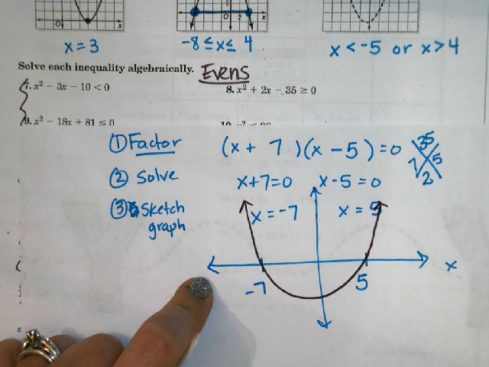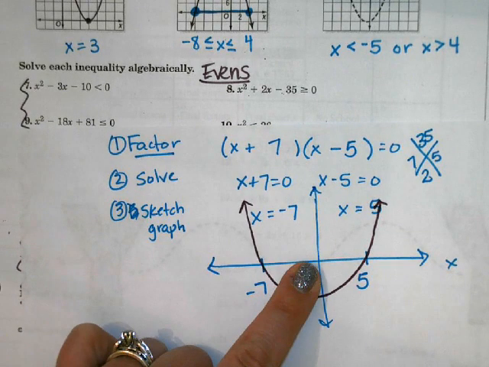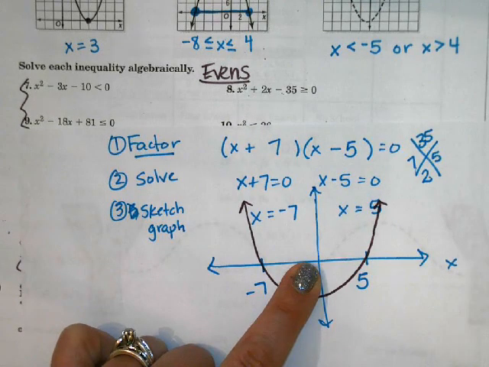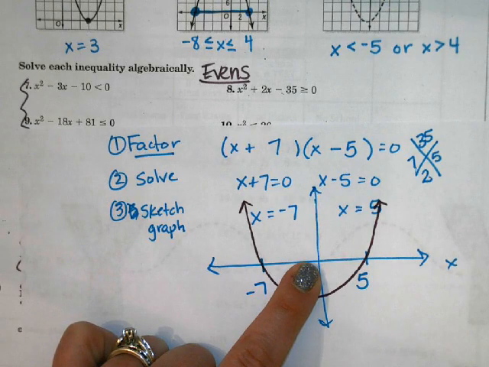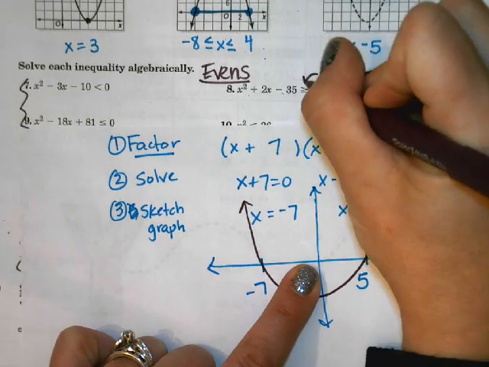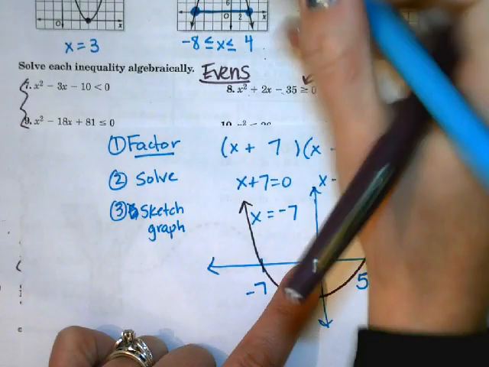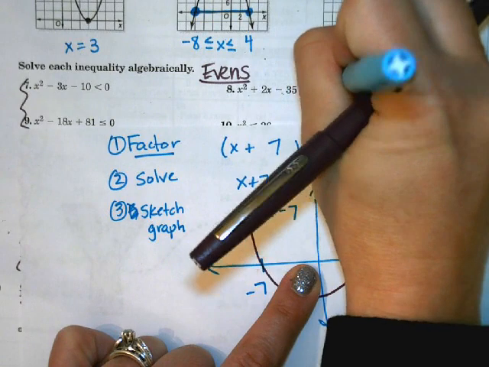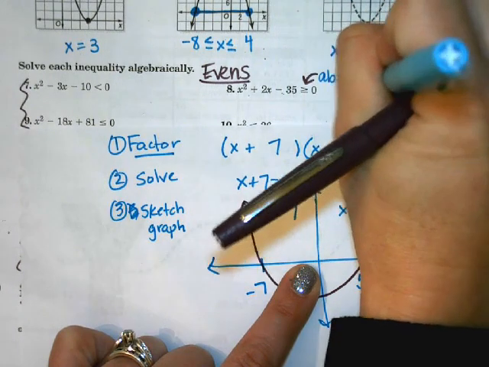Okay, now you have 2 choices. You can try a point in the middle. If it's true, it's an and. If it's false, it's an or. Or you can look at your picture that you just made right there. We want this guy to be greater than or equal to 0. So when is my graph above the x-axis?